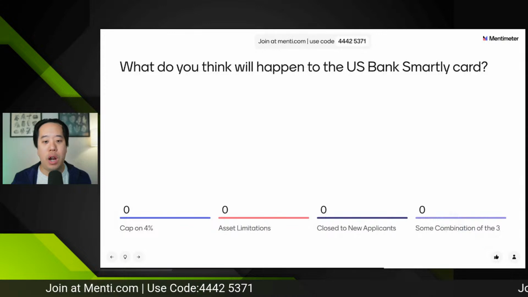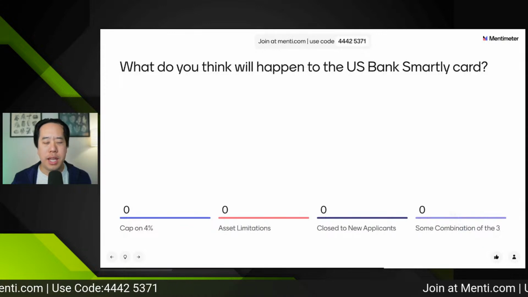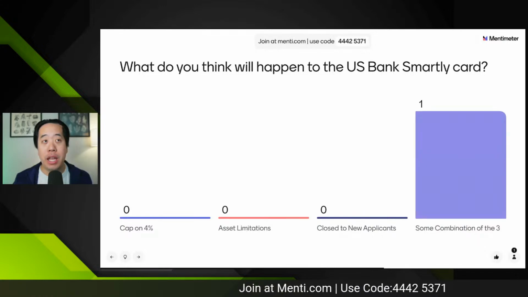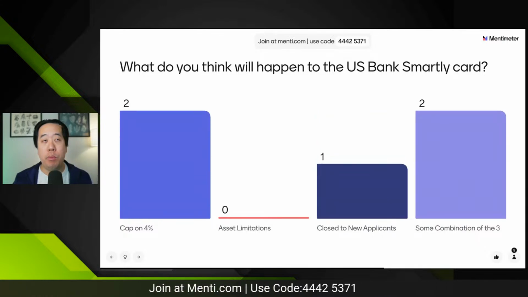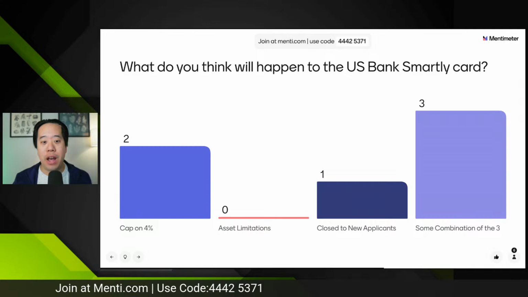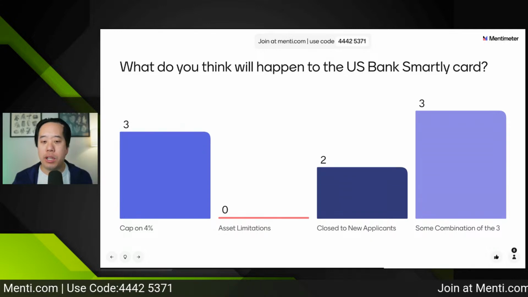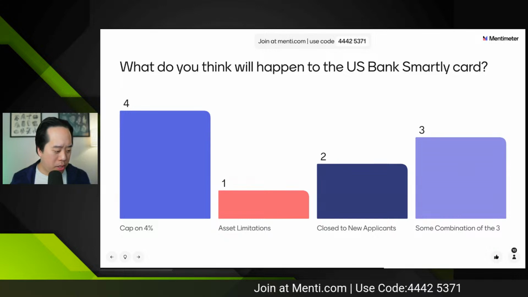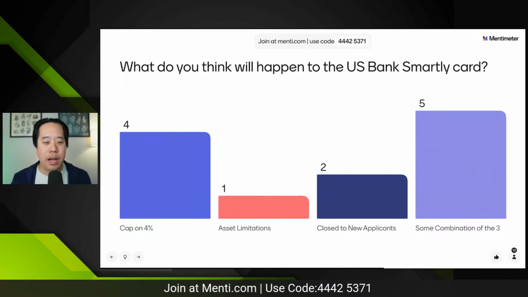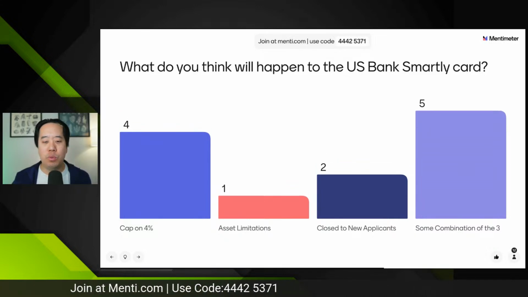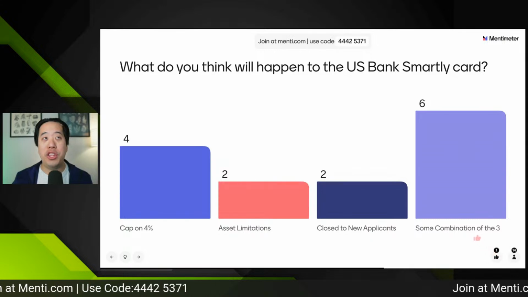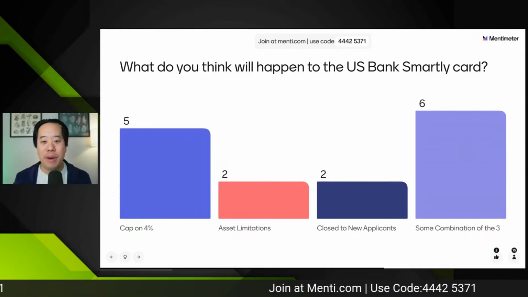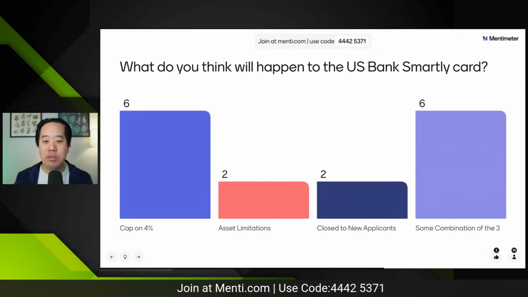So these are the 4 options that I chose. There's a cap on 4%. There's asset limitations, meaning that they'll make the brokerage more annoying to get value from. They're just going to straight up close it to new applicants altogether, and it's a done deal. Or it's going to be some combination of all 3. I know that's not the best multiple choice way to do it. I really hate those all the above situations because usually the answer is all of the above. But it's something that I think is interesting to figure out.